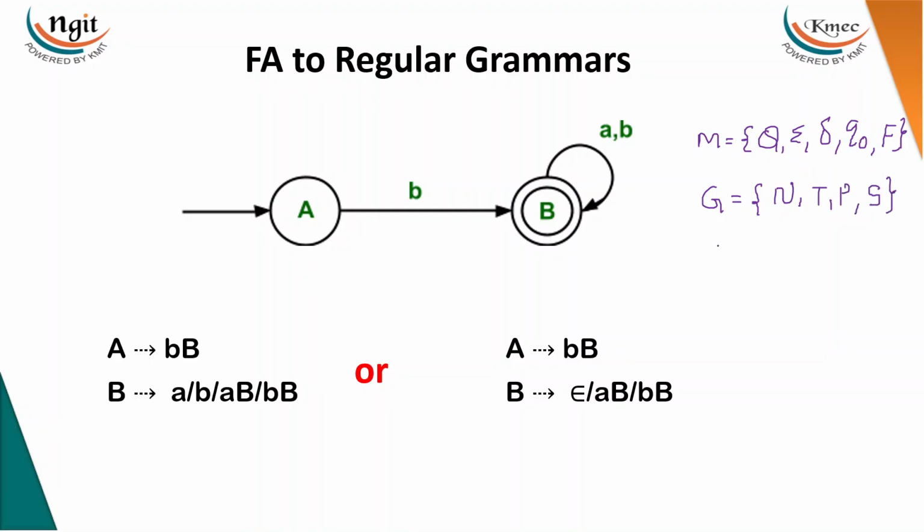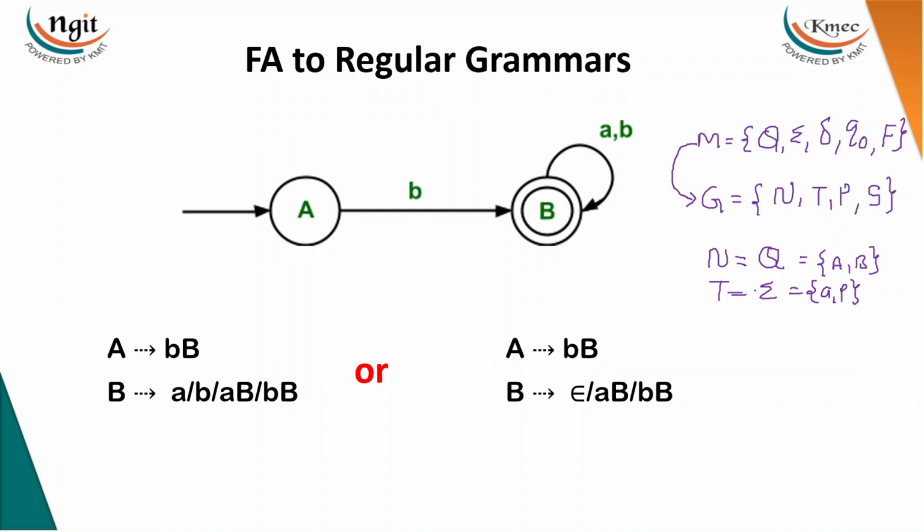So same way here in the grammar, if it is a non-terminal and you are converting the machine to grammar, then the non-terminals are nothing but the states. Here, what are the non-terminals in this case? The states here are nothing but A comma B. And the terminals are nothing but the input alphabet. What is it? a comma b.